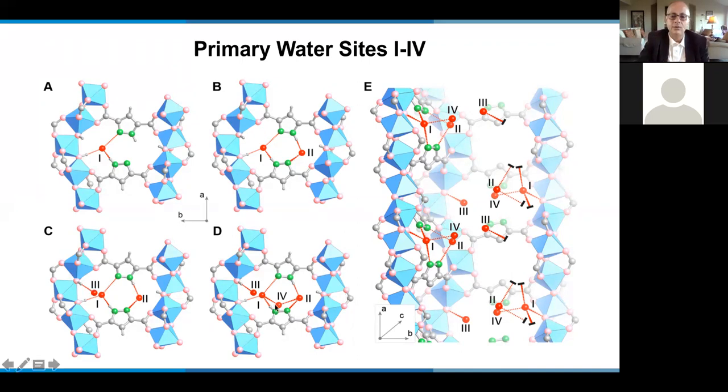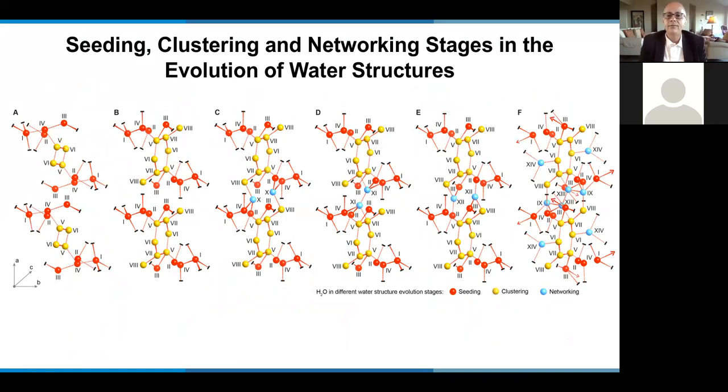And then onto those, you have additional water that later binds to those original positions, okay? And then it builds up from there. You have more and more, but only 3 that bind per pocket to the framework, and then the rest of the water binds to those. You can see here that we have the water in the pore in different colors. The red color is the first stage. We call it the seeding stage, and the yellow is a clustering stage, and then the networking stage, meaning that the water starts binding from pore to pore.